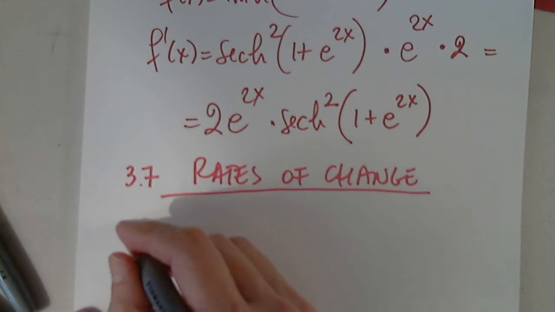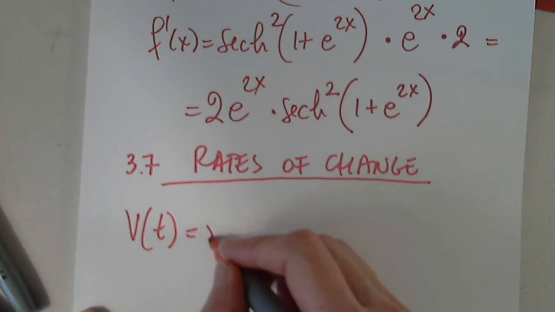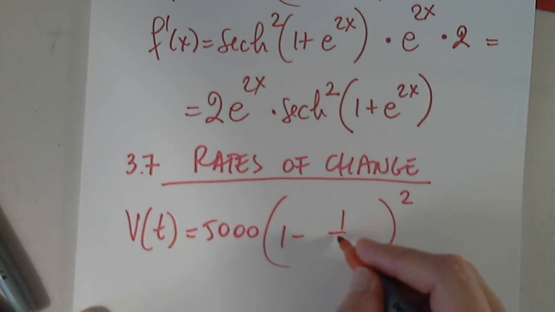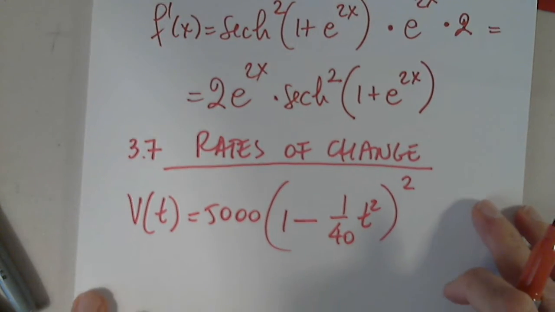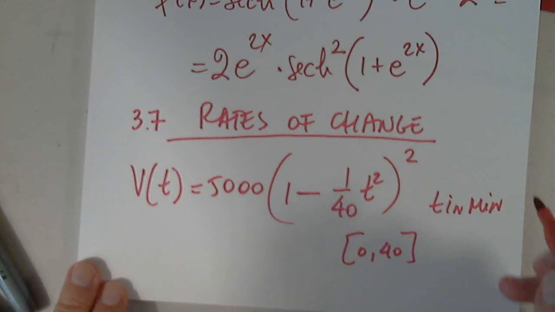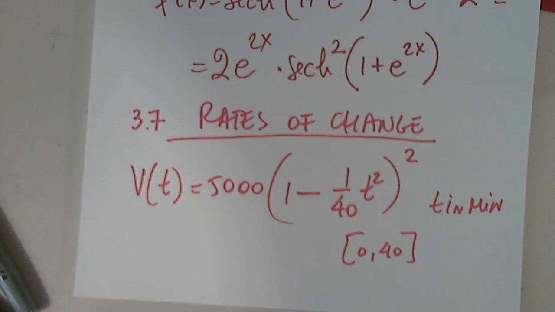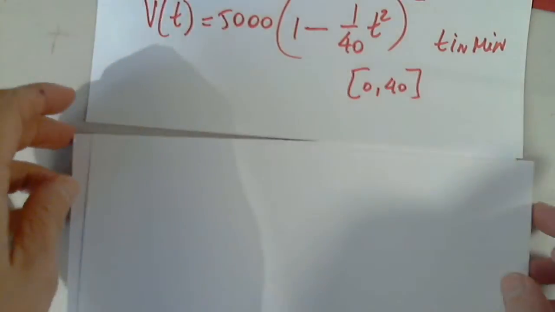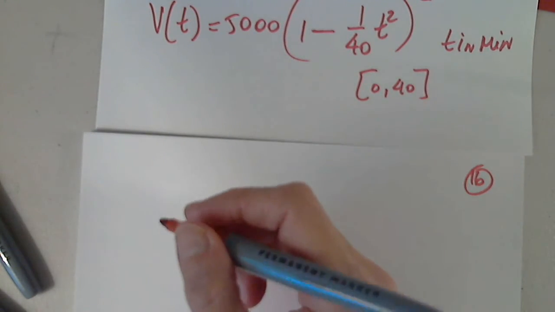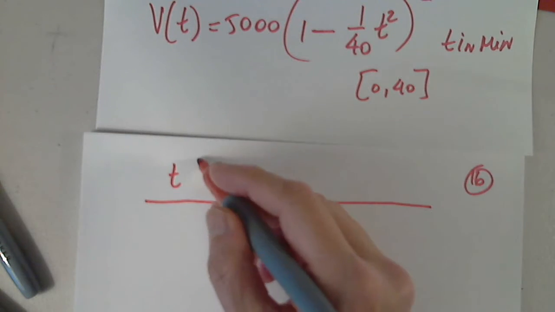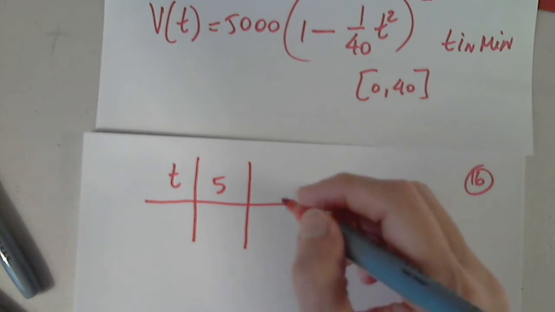So we're given a function that is V. I don't like V. It has to be V of t, 5,000 times, in parentheses squared, 1 minus 1 divided by 40, t squared. And we're given, since the tank empties out in 40 minutes, t is in minutes, and the function has domain 0 to 40. Find the rate at which water is draining from the tank. And I'm going to create a table. So they want 5 minutes, 10 minutes, 20 minutes, and 40 minutes. So t, 5, 10, 20, and 40.